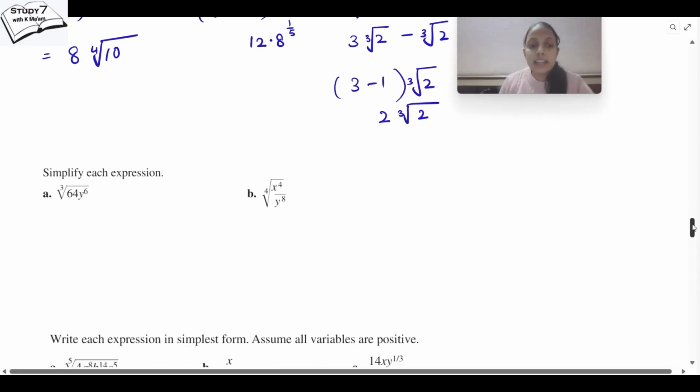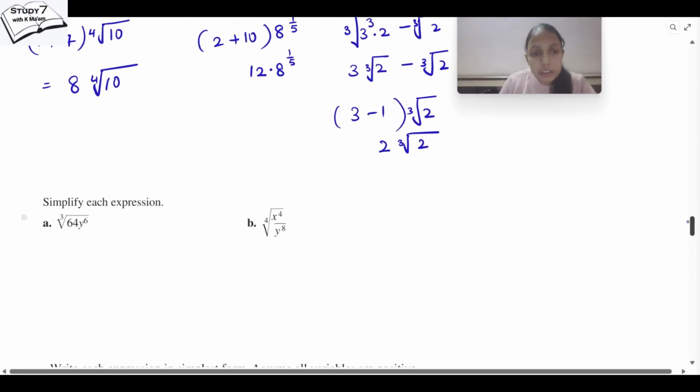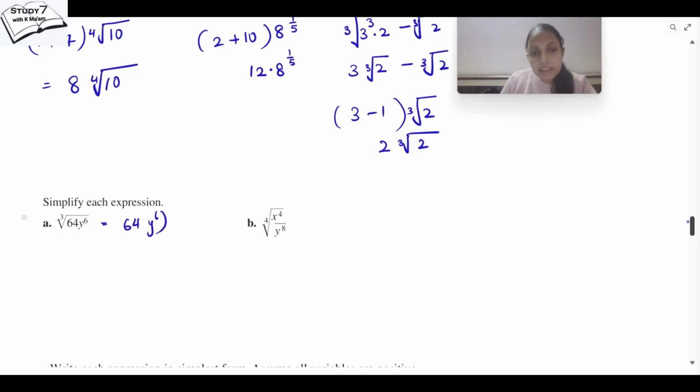Next, it says simplify each expression. You can bring the power 1/3 to both. 64y^6 to the whole power 1/3. What is 64? 4 to the power 3. y^6 to the power 1/3. Bring the power inside. 3 and 3 cancel, 4 is left. 3 times 2 is 6. So 4y^2.